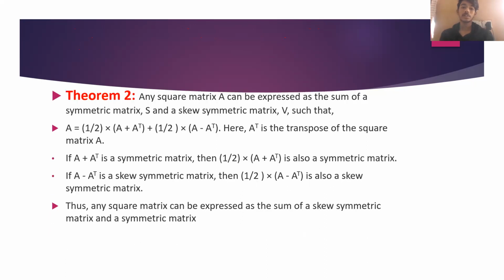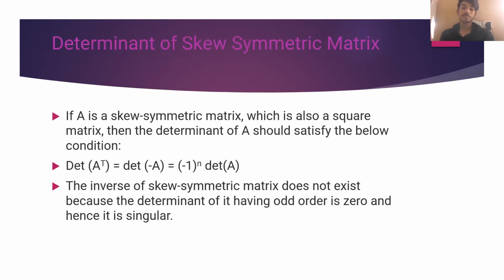Theorem 2. Any square matrix A can be expressed as the sum of a symmetric matrix S and a skew-symmetric matrix V such that A equals 1 by 2 into (A plus A transpose) plus 1 by 2 into (A minus A transpose). Here A transpose is the transpose of a square matrix A. If A plus A transpose is a symmetric matrix, then 1 by 2 into (A plus A transpose) is a symmetric matrix. If A minus A transpose is a skew-symmetric matrix, then 1 by 2 into (A minus A transpose) is also a skew-symmetric matrix. Thus, any square matrix can be expressed as the sum of a skew-symmetric matrix and a symmetric matrix.